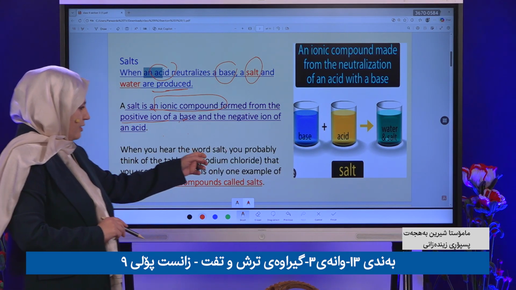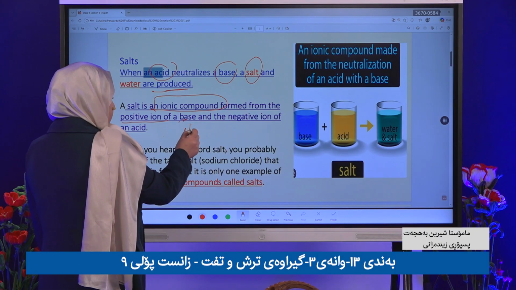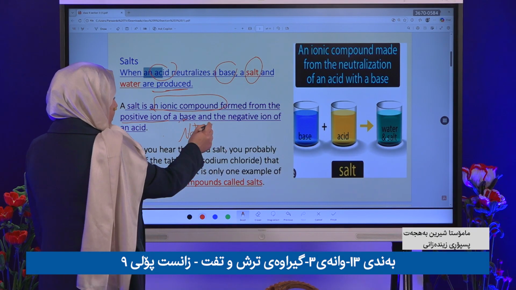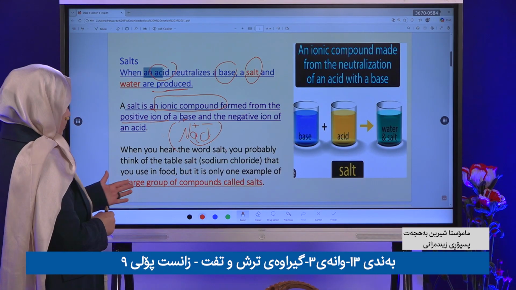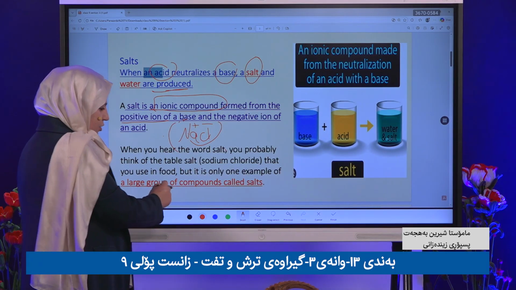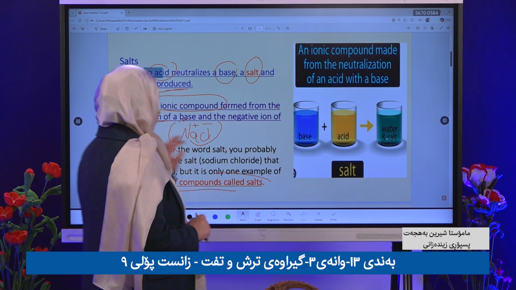Table salt. I said sodium chloride. So NaCl. Sorry, I was confused. NaCl, okay, which is positive and negative. We get sodium chloride. That is used in food, and it is only an example of a large group of compounds. Okay, look here.